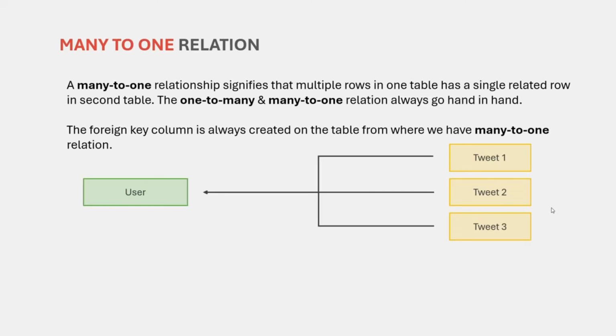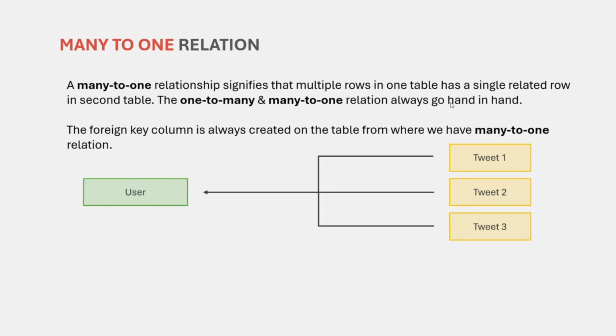Many tweets can be made by one user. Here you can see in this example, there are 3 tweets which has been made by the same user. So from the tweet to user, we have many-to-one relationship. And one-to-many relationship and many-to-one relationship always go hand in hand. Now, you always need to remember that whenever we have a one-to-many relationship, the foreign key column will always be present in the table from where we have many-to-one relationship.